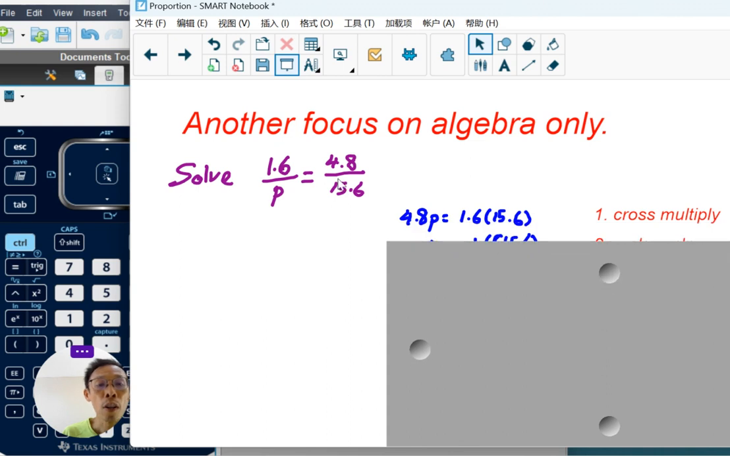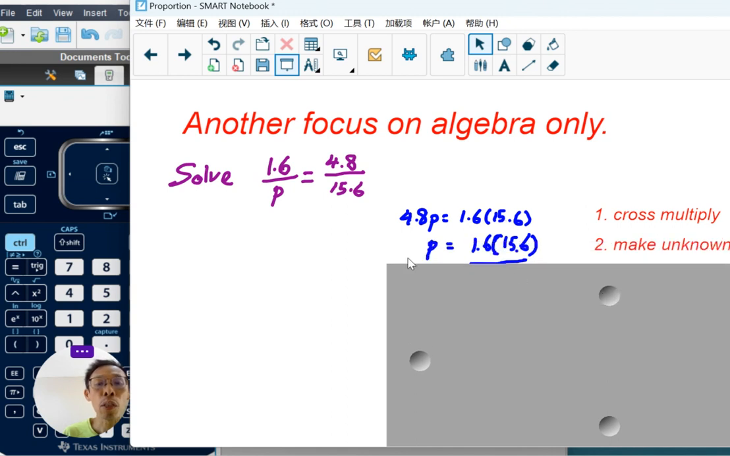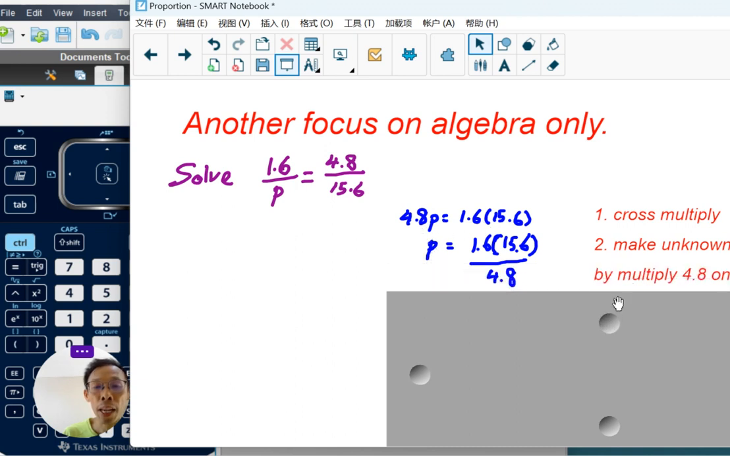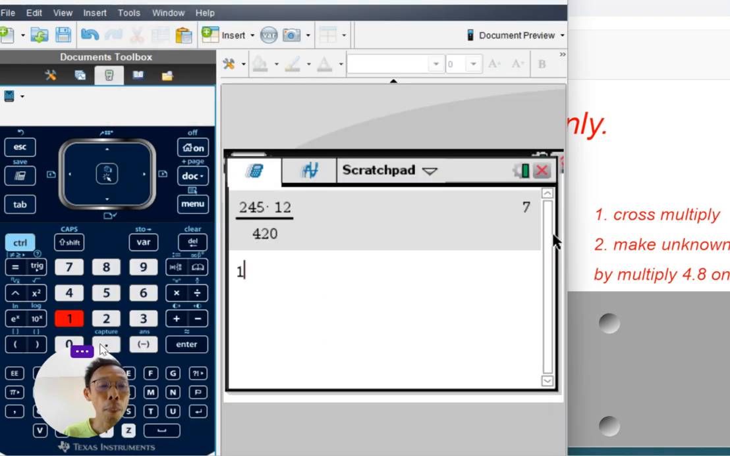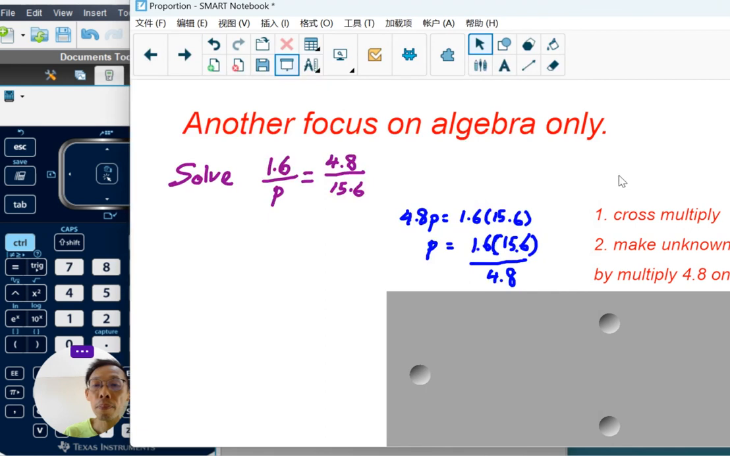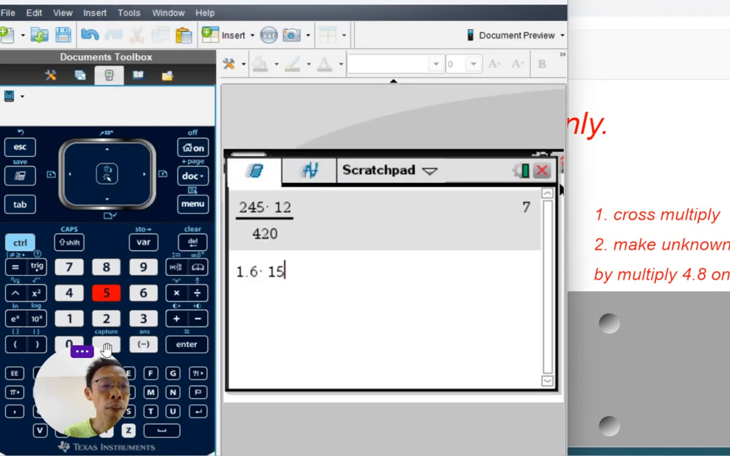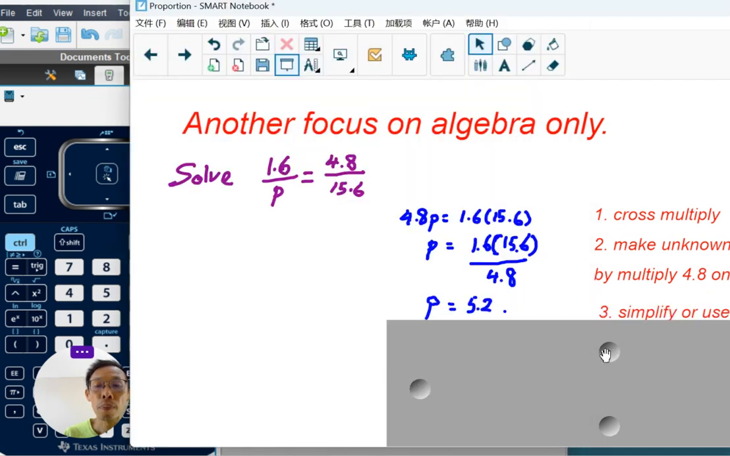All right, cross multiply to get 4.8p equal to 1.6 times 15.6. Now, what we can do is to make p the subject. So divide both sides by 4.8. So I get to here. So right now, either you can simplify this or you can use the GDC again. So it's 1.6 times 15.6, divided by 4.8, and then now I press enter. The answer is 52.